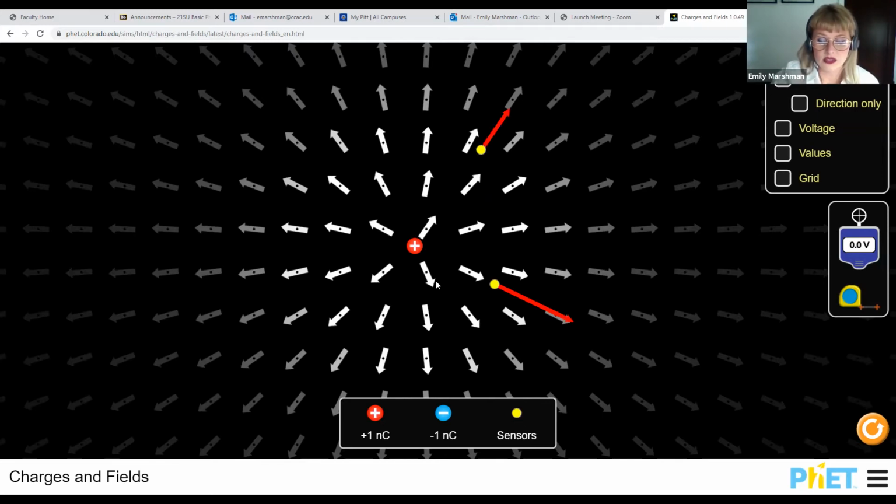The electric field is very strong near the positive charge, right? Just like the gravitational field would be strong when I'm near the Earth. And whenever I get further away from the Earth, the gravitational field drops off. Same way with the electric field. The electric field drops off as I get further away from the charge. So you can see the arrows kind of dimming.